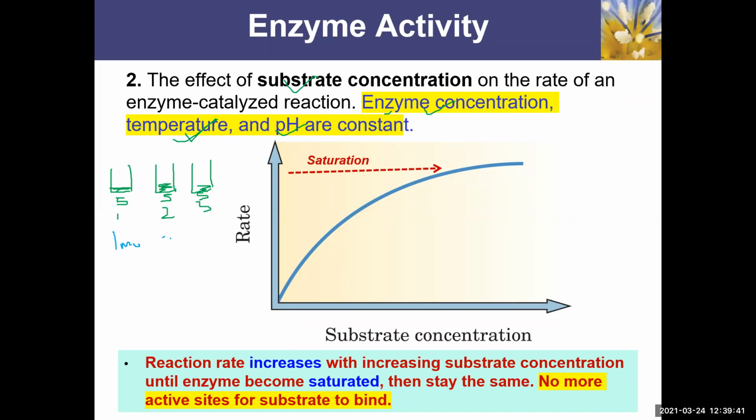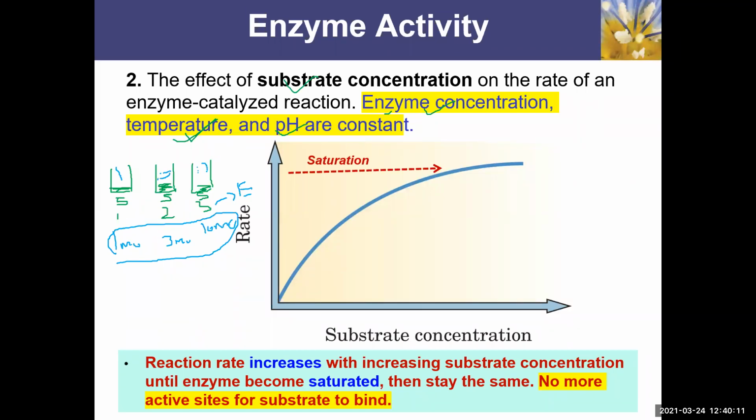I might use here 3 moles of enzyme, or I might use here, for example, 10 moles of substrate. So the enzyme, the green one, is constant. Enzyme I kept as constant, but here I changed the substrate. I had less substrate here, but then I had more substrate here, and then I increased even further here.